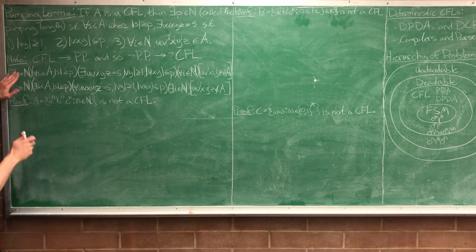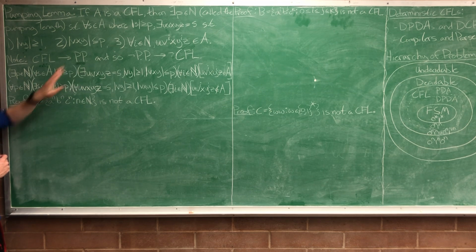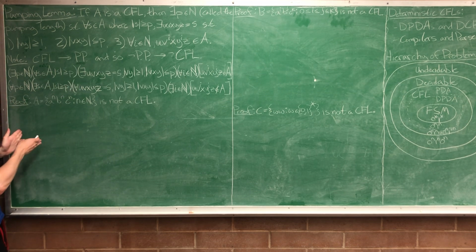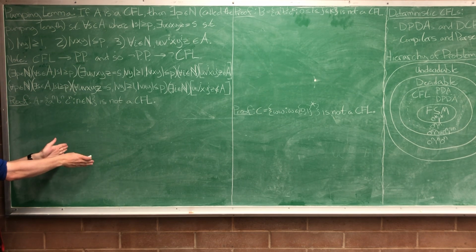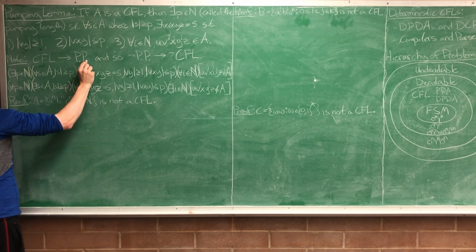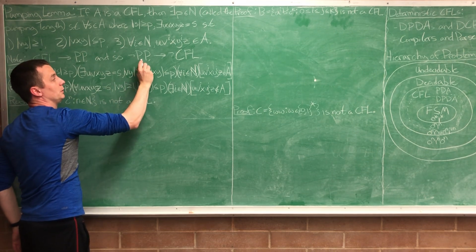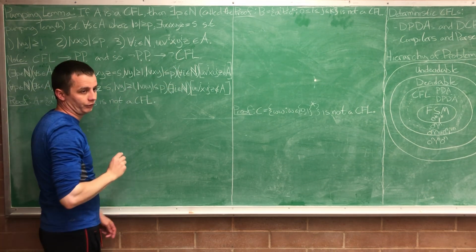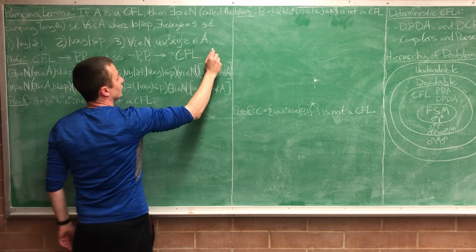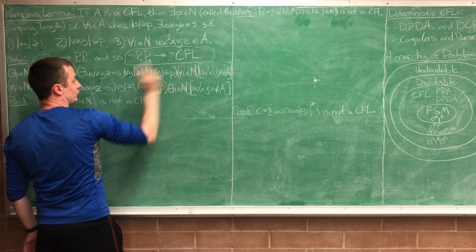Now note that what we proved is that being a context-free language implies you have this pumping property. We didn't prove the inverse. We didn't show that if you have the pumping property, then you're a context-free language. We said if you're a context-free language, then you have the pumping property. And so the contrapositive is, if you don't have the pumping property, then you're not a context-free language. This is the way we typically use this property, to show that things are not context-free languages.